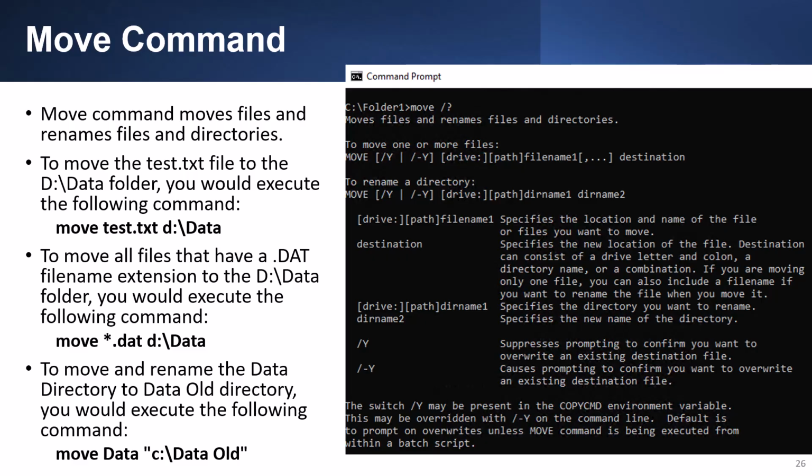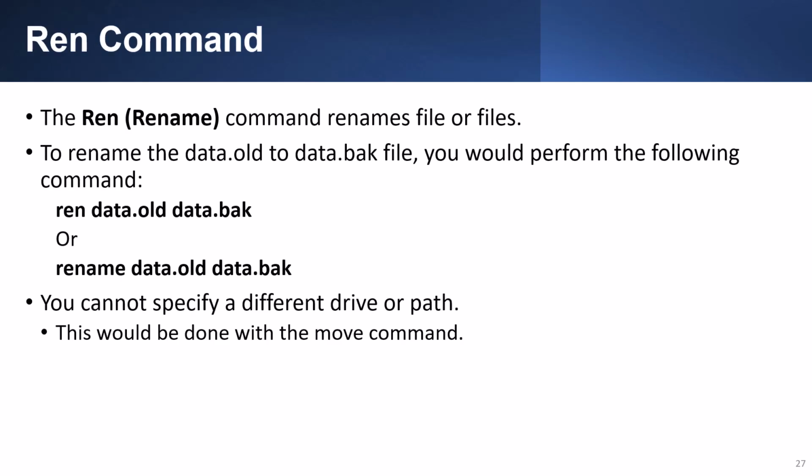D:\data. To move and rename the data directory to the data old directory, you would execute the following command: move data C:\data old. The ren or rename command renames a file or files. To rename the data.old file to data.bak, you would perform the following command: ren data.old data.bak. You cannot specify a different drive or path. This will be done with the move command.